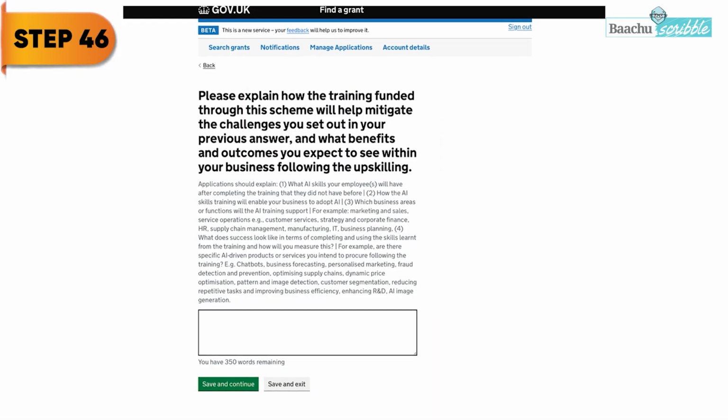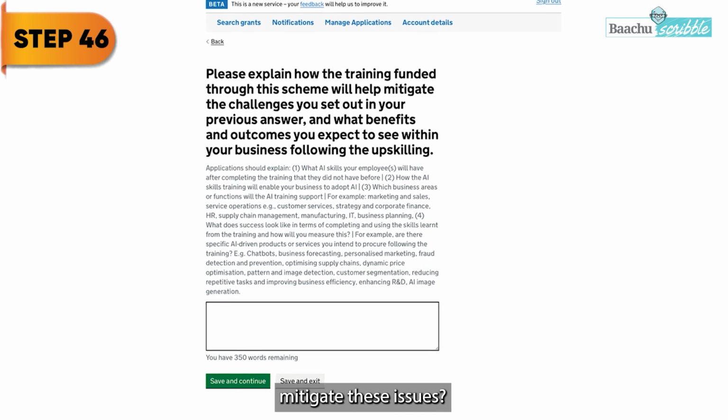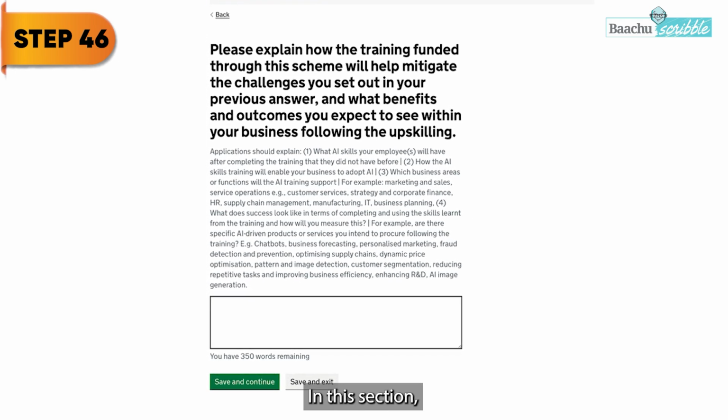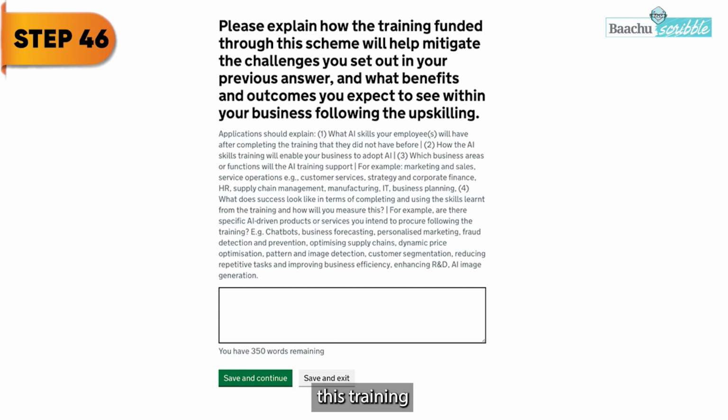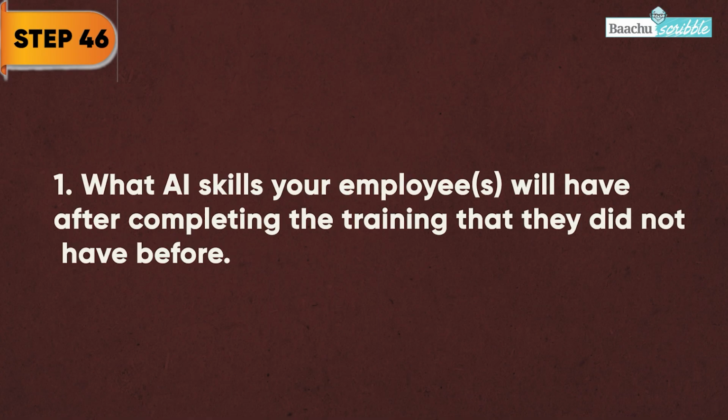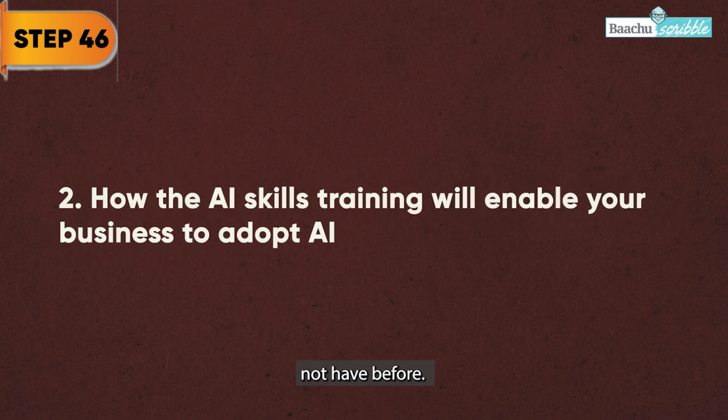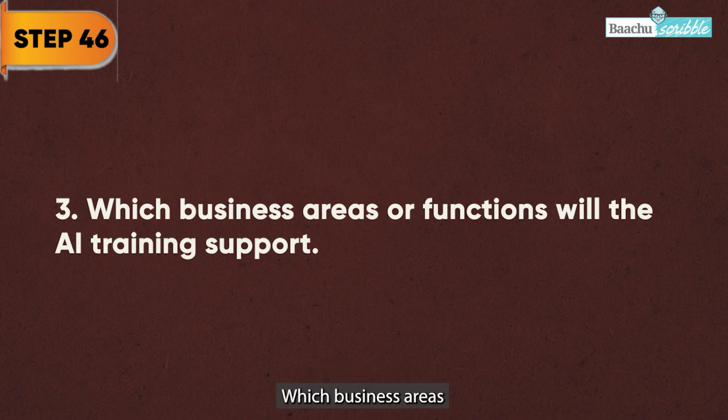Step 46. How will training mitigate these issues? In this section, applicants are asked to provide an overview of how you anticipate this training supporting your business responding to the challenges identified, including: 1. What AI skills your employees will have after completing the training that they did not have before. 2. How the AI skills training will enable your business to adopt AI. 3. Which business areas or functions will the AI training support?